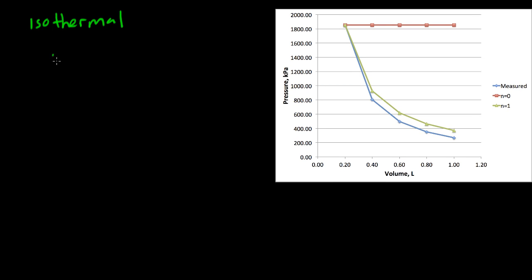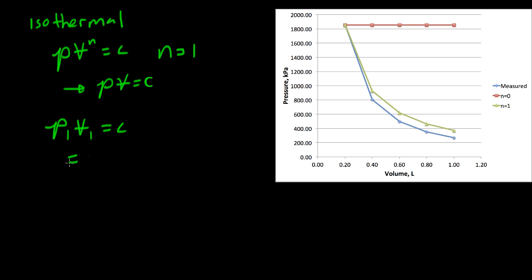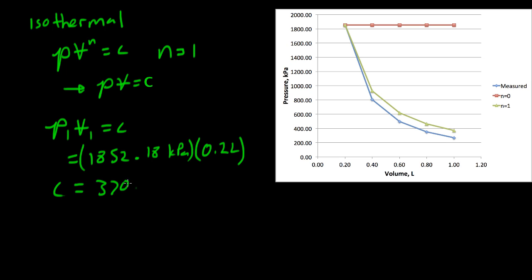Next, let's try an isothermal, or constant temperature process. Remember that for an isothermal process, n takes a value of 1, and so we're left with PV equals a constant. We can evaluate this relation at the initial state to determine the value of our constant C. P1V1 equals C, equals 1852.18 kPa times 0.2 liters, which is equal to 370.436 kPa liters.